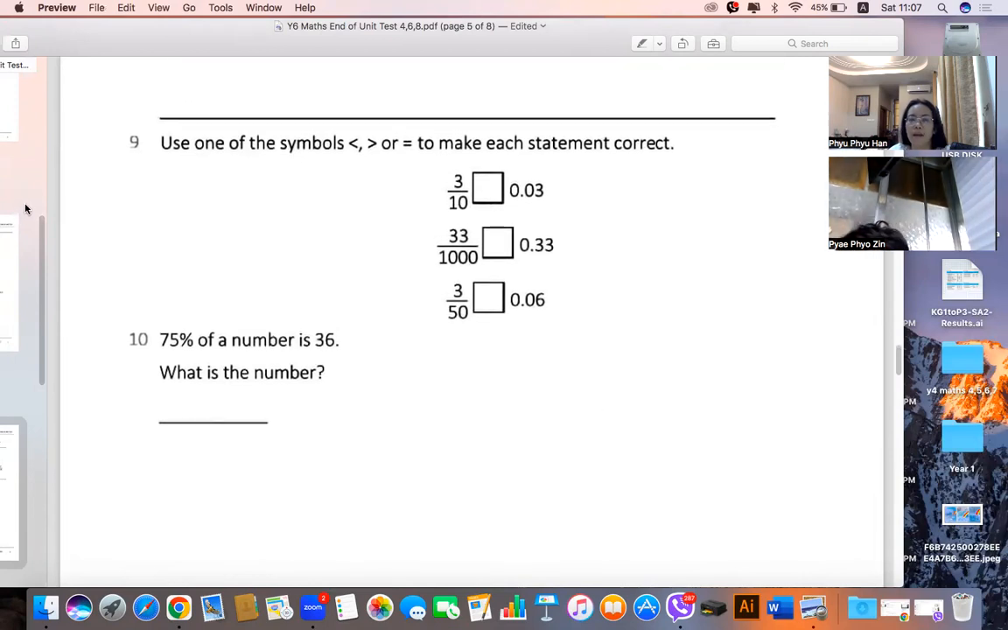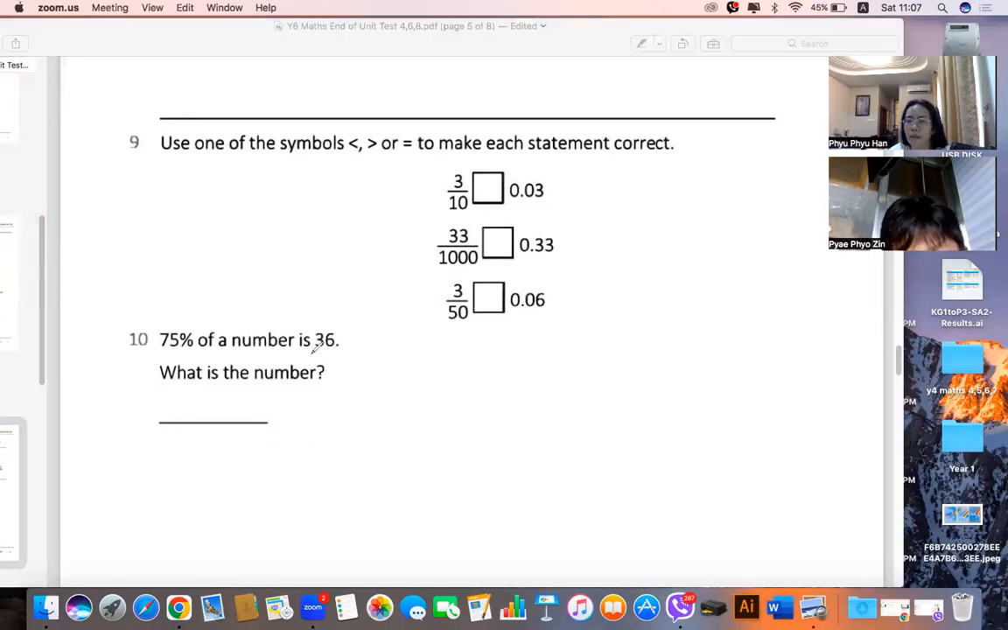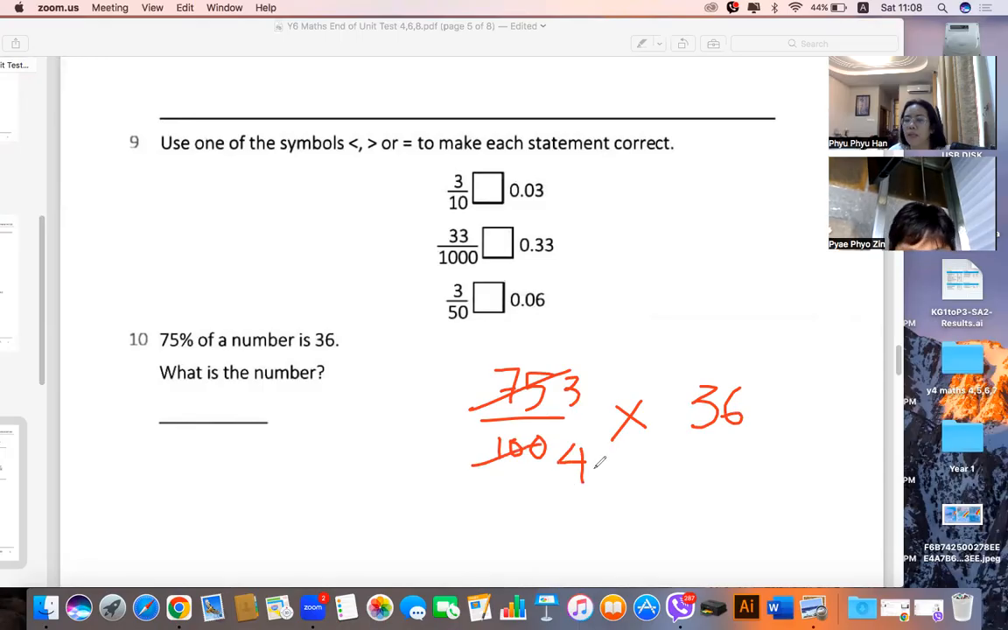Okay, that 75% of 36. So what do we do? 75% is 75 over 100, times 36. Hope you know. So 25 times 3 and 25 times 4 is 100. So 4 times 9 is 36. So 3 times 9 is 27, correct. So you must know how to calculate like this.